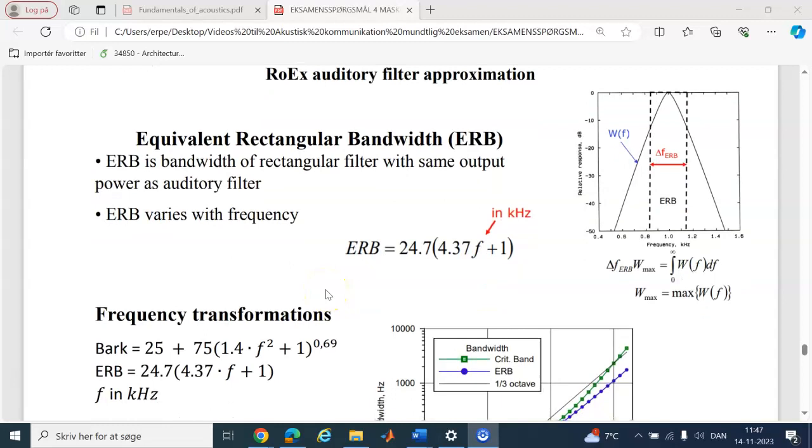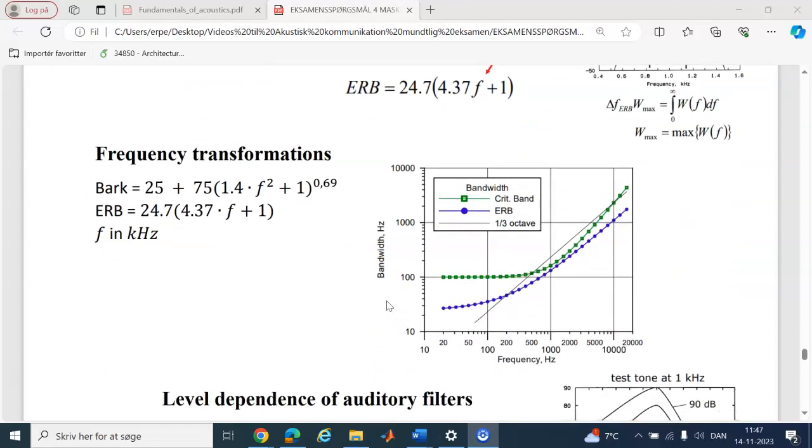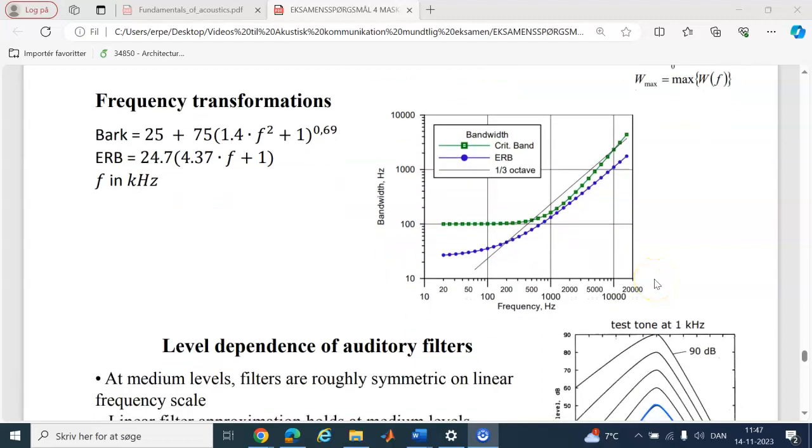So an ERB varies with frequency: ERB = 24.7 times (4.37 times F plus 1), where F is frequency. And there are also Bark transformations. It's about how many so-called critical bands are needed to cover the whole frequency range. I'm not quite clear about that.